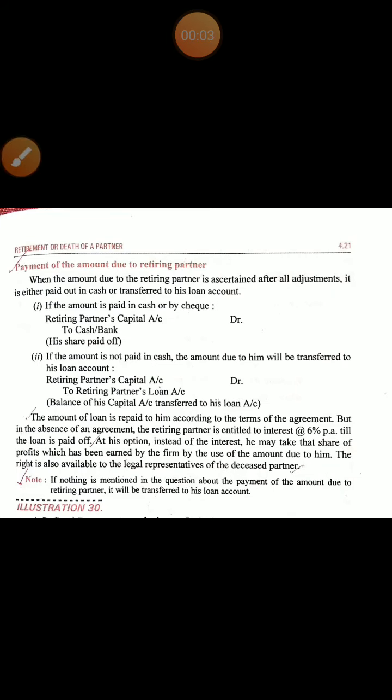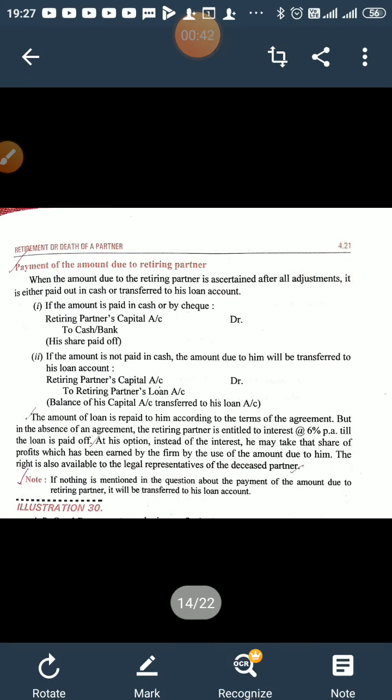So if the question is silent about the final payment of the retiring partner, then it is assumed that his balance is transferred to his loan account, and the journal entry for that is: retiring partner's capital account debited to retiring partner's loan account. And if his loan is carrying interest, if they have agreed some rate, then that rate will be followed. If nothing is mentioned about the rate, then 6% per annum as per the Partnership Act will be followed.